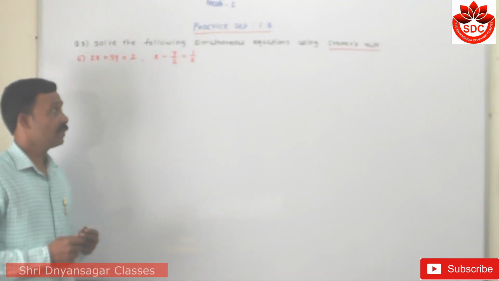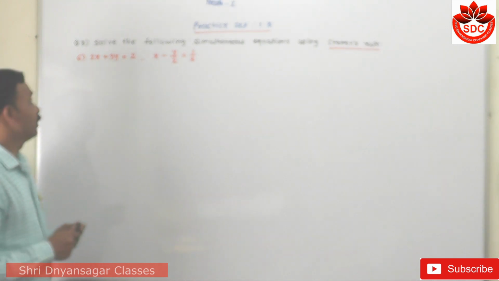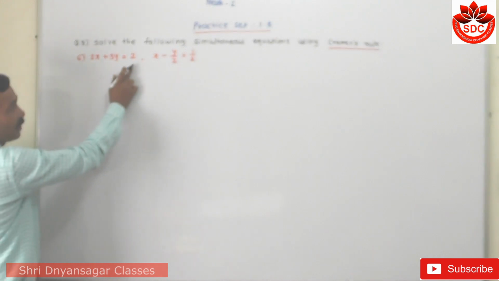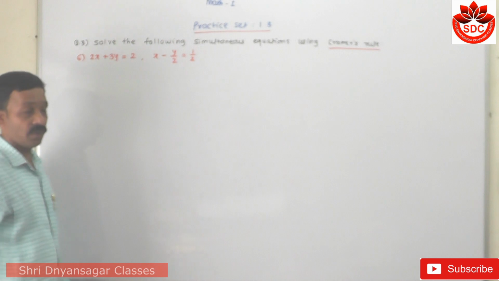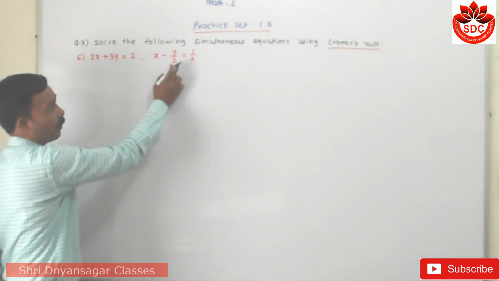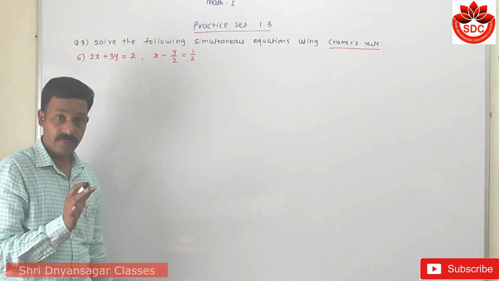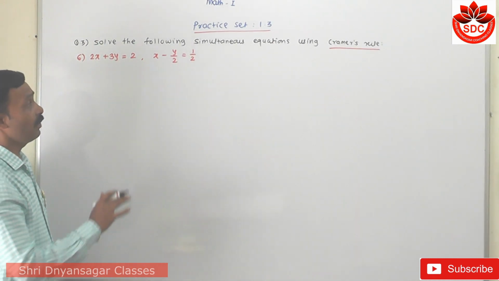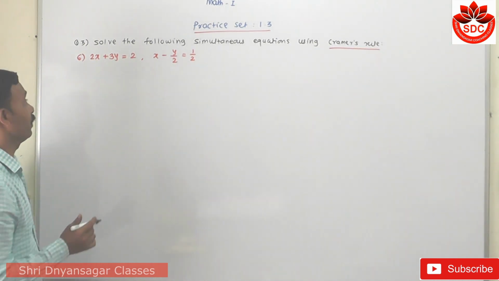We start the last question of question number 3. The sub question is 6. The question is 2x plus 3y is equal to 2 and x minus y by 2 is equal to 1 upon 2. Student, here is 1 upon 2 and 1 upon 2. Now we can take it as it is, or we have to remove this denominator. Now I have to take this equation to remove this denominator. How to remove? Look carefully.